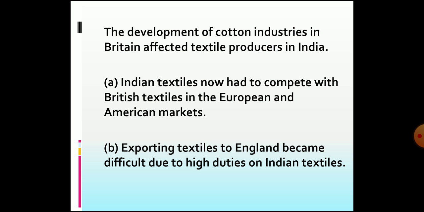But the development of cotton industries in Britain adversely affected Indian textile producers in many ways. First, the competition was increased for Indian textiles as it had to compete with British textiles in American and European markets where Indian textiles were dominating earlier. Second, as the British government had imposed very high duty on imported Indian textiles, its export to England became very difficult.